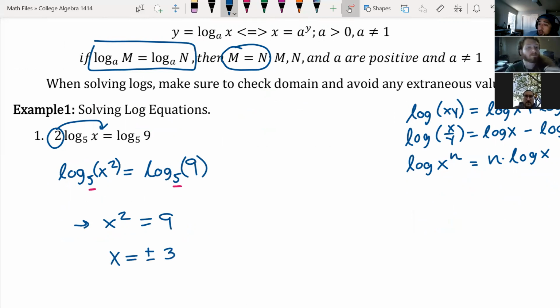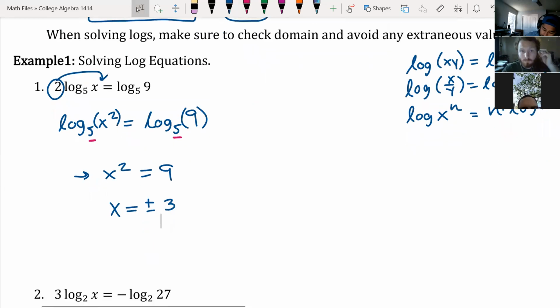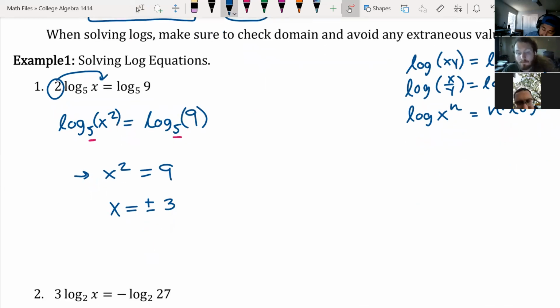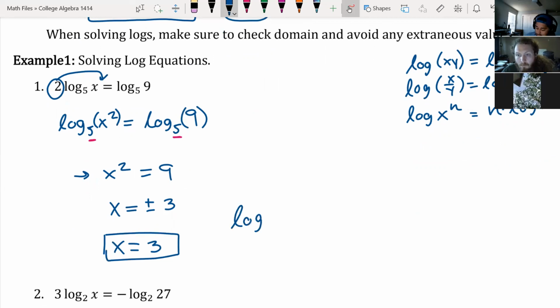Which one do we keep and which one do we get rid of? We would keep the positive. Good. We'd keep the positive. So we'd get x equals just 3. We can't use the negative because if I plugged it in and said log base 5 of -3, well, we cannot take the log of a negative number. So this is why we only keep the positive one.